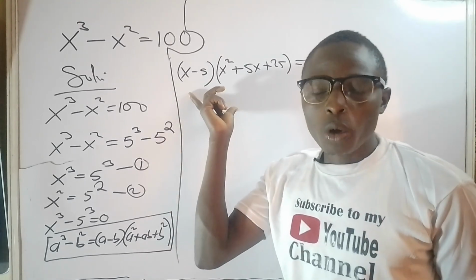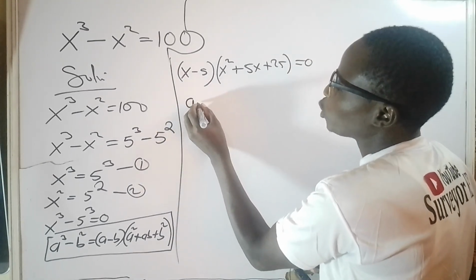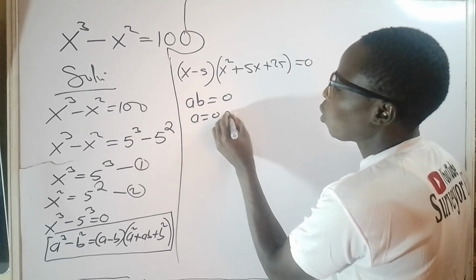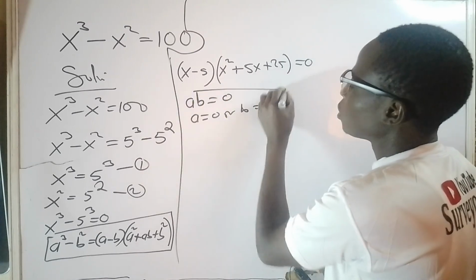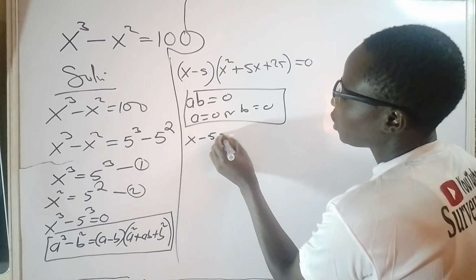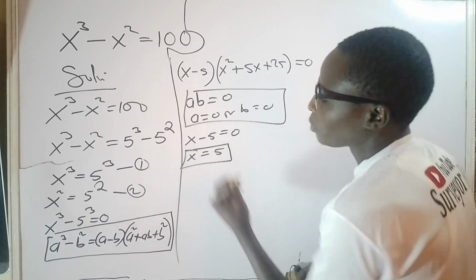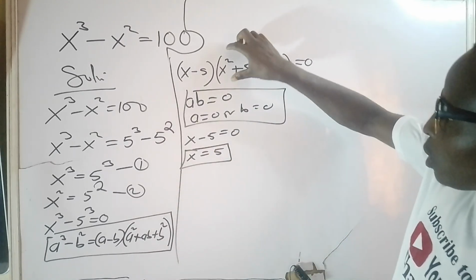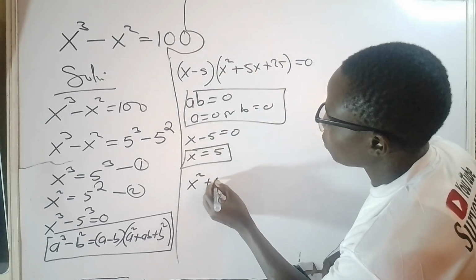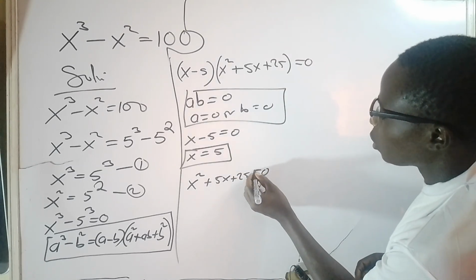From here we can use the product rule that says whenever I have a multiplying b to be equal to 0, that means a is equal to 0 or b is equal to 0. If that is the case, x minus 5 is equal to 0. That means x is equal to 5. The second bracket, x squared plus 5x plus 25, is equal to 0.